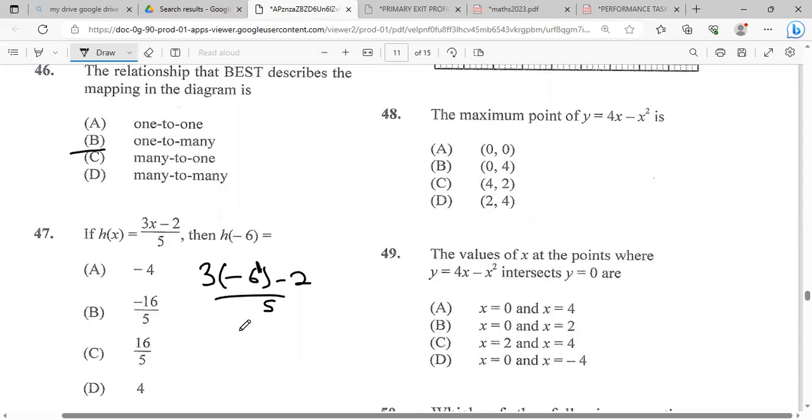All right, so 3 times negative 6 is negative 18, minus 2 over 5, which gives us negative 20 over 5. So our answer is negative 4. All right, let's move on to 48.